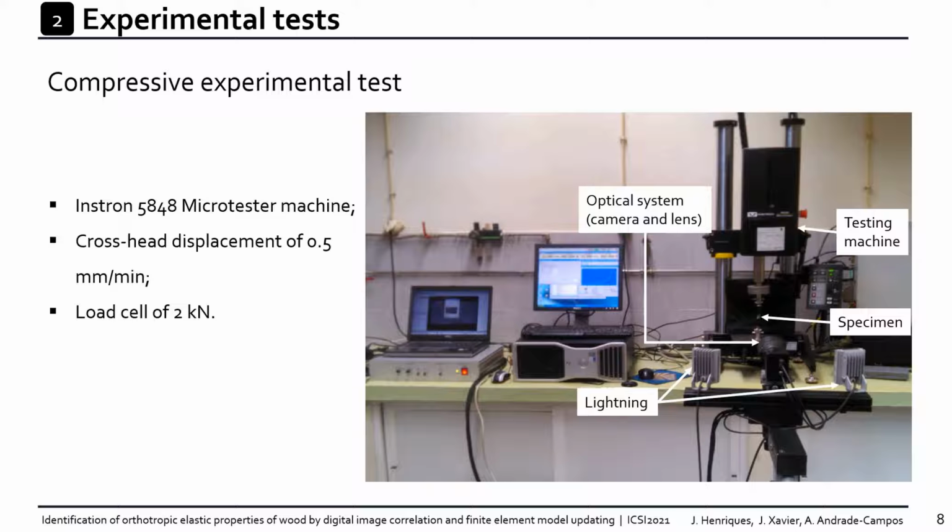Compression tests were carried out on an Instron microtester machine with a controlled crosshead displacement rate of 0.5 mm per minute, while the axial load was measured by a 2 kN load cell. A lubricant was also applied between the specimen and the compression platens to reduce the friction and avoid excessive barreling.